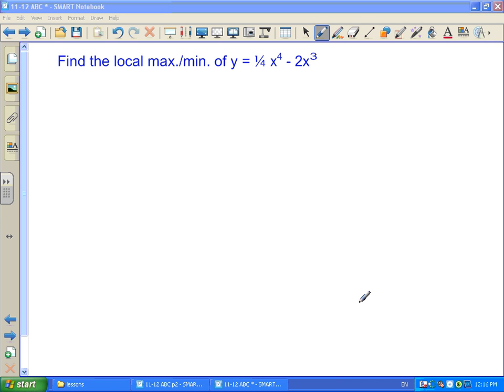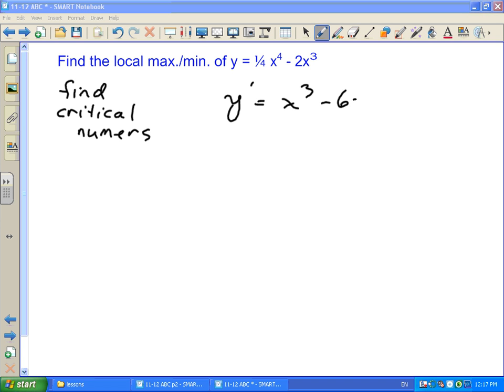Okay, let's try this question here. What are we going to do first? Take the derivative and set it equal to 0, and then factor, because what are we looking for when we do that? Critical numbers. So to find our critical numbers, we're going to take our derivative, which is going to be x cubed minus 6x squared. We're going to set it equal to 0, and we're going to solve for x by factoring.